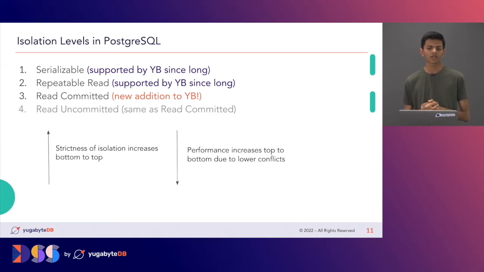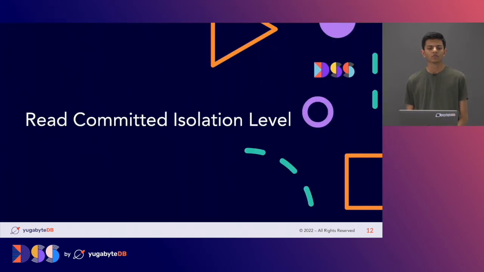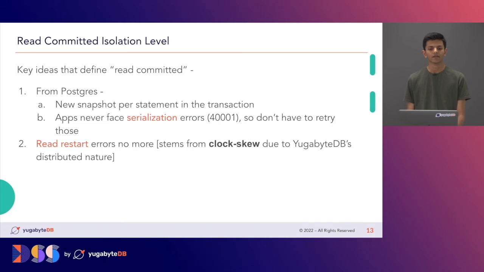if a user is using read committed or some isolation level which is not supported by the database, it becomes very hard to port the app to the distributed database, right? So hence the reason of supporting read committed and getting parity with Postgres. Now moving on to explain read committed isolation level itself. So there are a few key ideas which differentiate read committed isolation level from the other levels in Postgres.